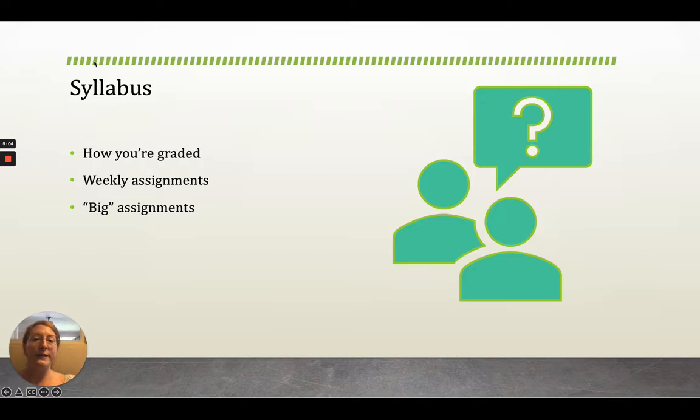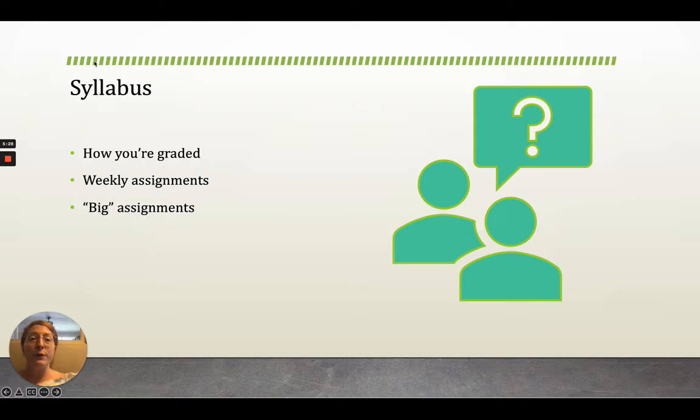Big assignments will always have rubrics. Weekly assignments, those discussion board posts, are essentially completion based. You complete those assignments, you're demonstrating that you're doing the reading and participating with your classmates, you're going to get full credit. Those bigger assignments, so the papers and projects and things like that, you will be graded based off of the rubric and the quality of work that you submit.